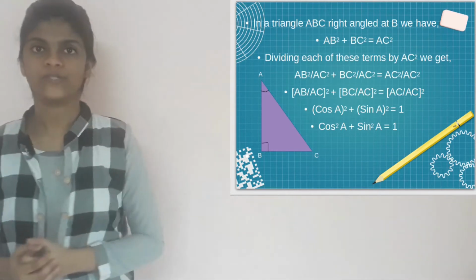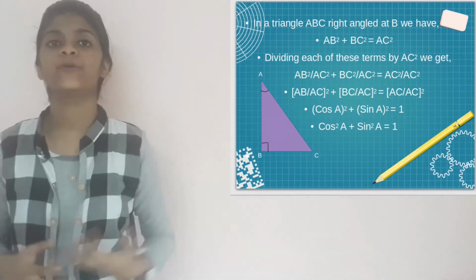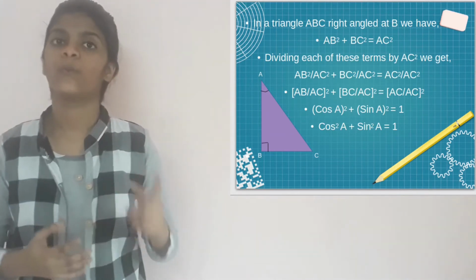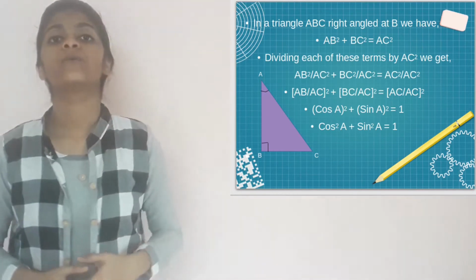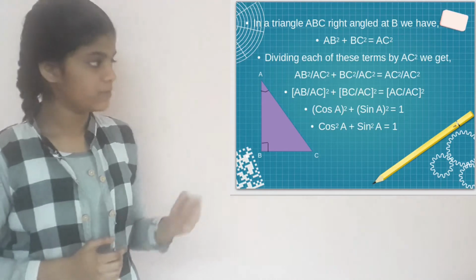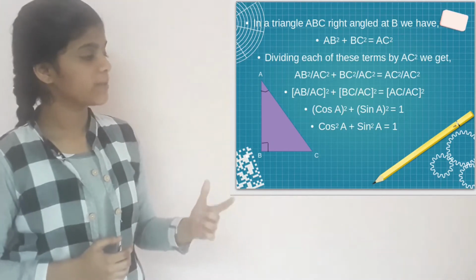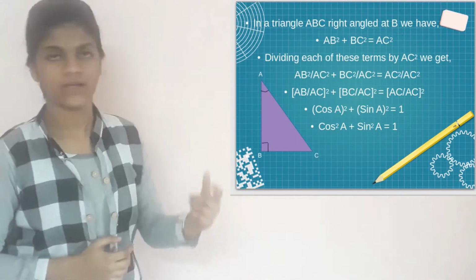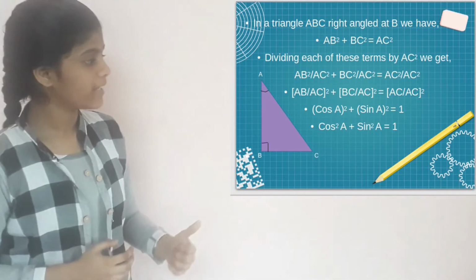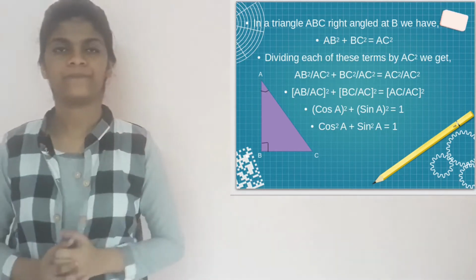(AC by AC) the whole square, we have the same value in both the numerator and denominator. So (AC by AC) the whole square changes to 1 square or 1. Now rearranging the equation, we get (cos A) the whole square is equal to cos square A, (sine A) the whole square is equal to sine square A, and 1 square is 1. So here is our first trigonometric identity, cos square A plus sine square A is equal to 1.